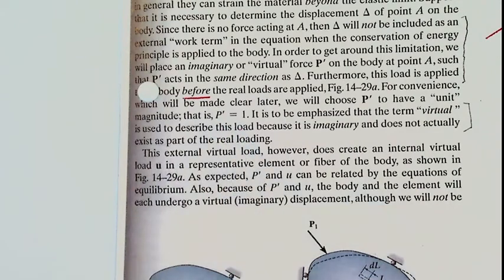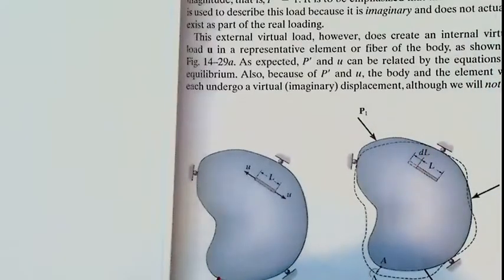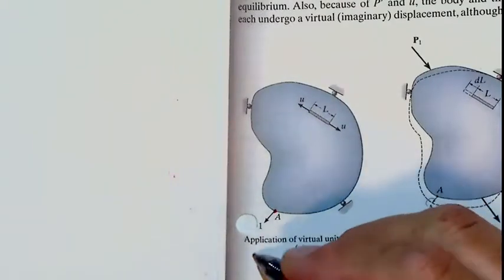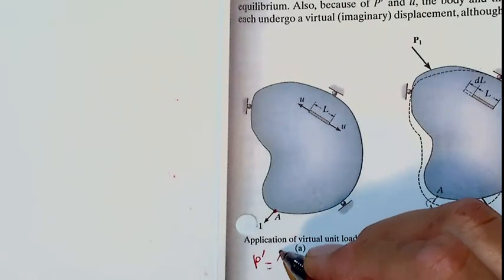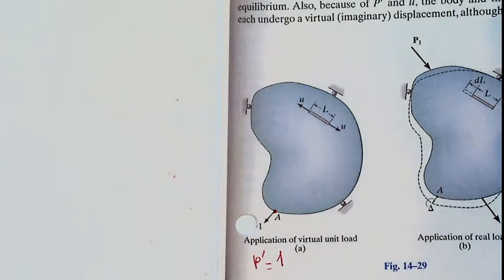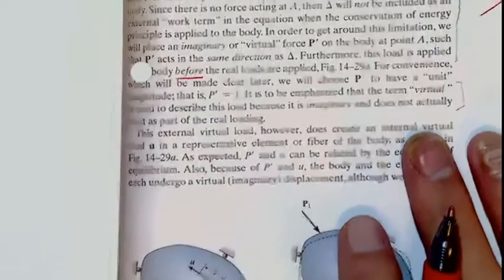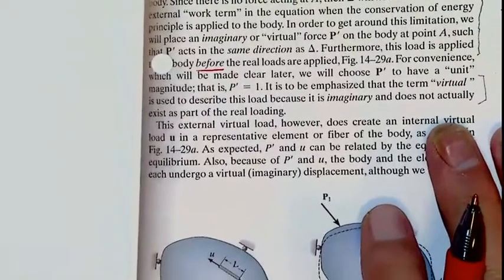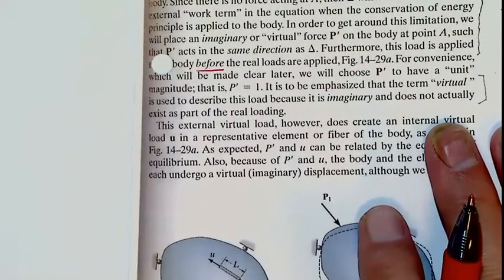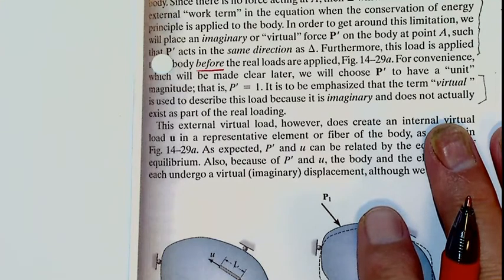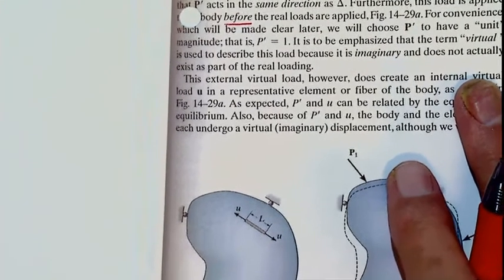So this is the load P prime that is here. P prime equals 1. It is to be emphasized that the term virtual is used to describe this load because it is imaginary and does not actually exist as part of the real loading.